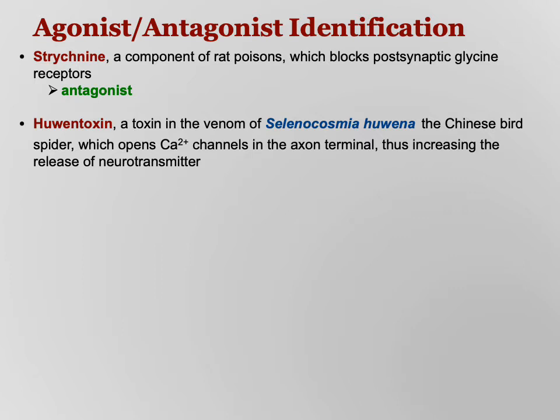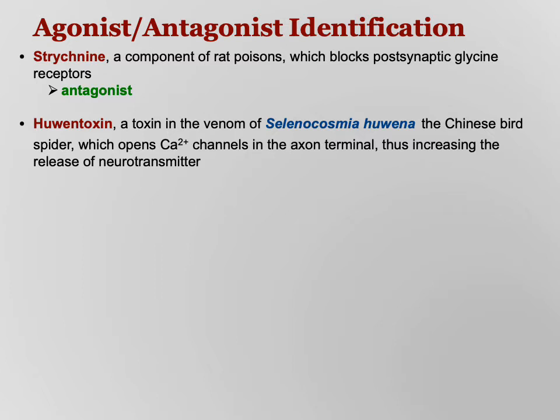How about huwentoxin? A toxin in the venom of Selenocosmia huwena, the Chinese bird spider, which opens calcium channels in the axon terminal, thus increasing the release of neurotransmitter. These are cool, big tarantula-like spiders. They live up in trees, and they're camouflaged. They blend in, and a poor little birdie lands on a branch, and the spider jumps on it, injects it with venom, then it dies and the spider eats it. It's just a Disney movie, I'm pretty sure.